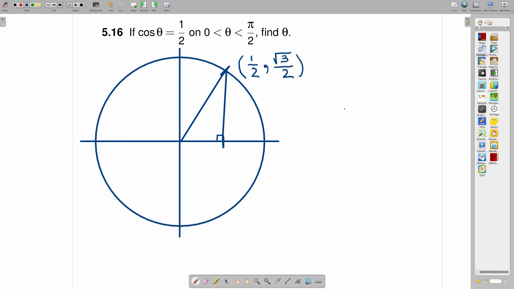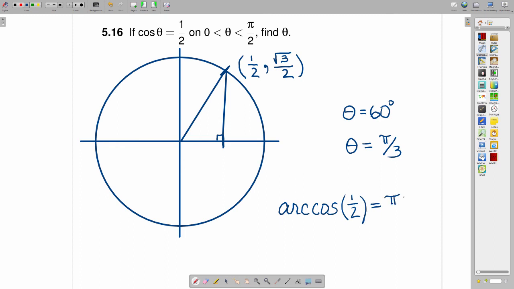So you could come back and say theta is equal to 60 degrees, or if you wanted to put that into radians, another response would be theta is equal to pi over 3. Now, if you want to state this result in another fashion, this is the same as saying the arc cosine of 1/2 is equal to pi over 3.